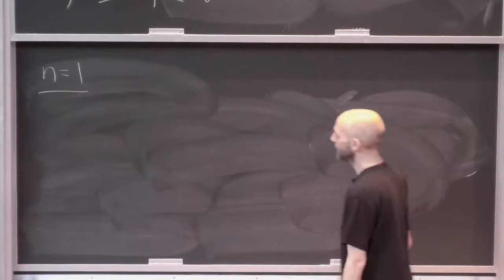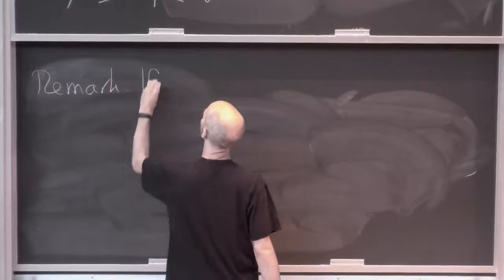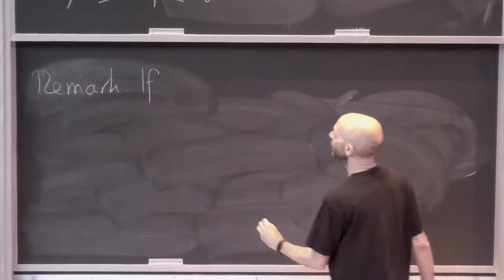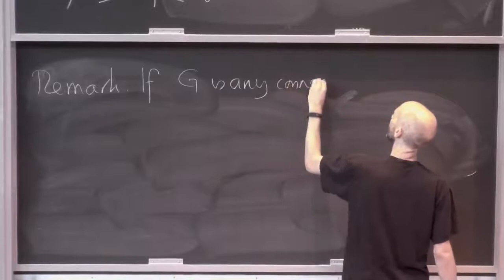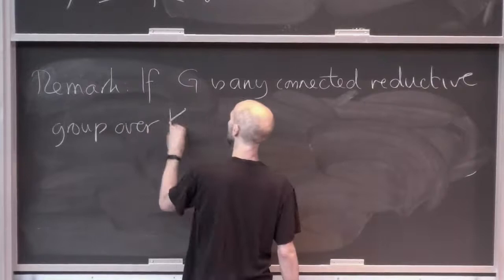Actually, maybe I'll make some final remark before I embark on today's plan. The remark needs to be made now because it somehow fits in with what I've just been saying. If I take any connected reductive group, if G is any connected reductive group over K, so whatever does that mean?